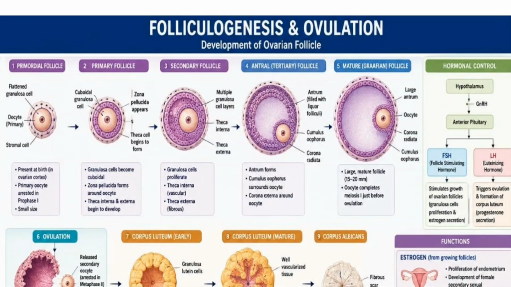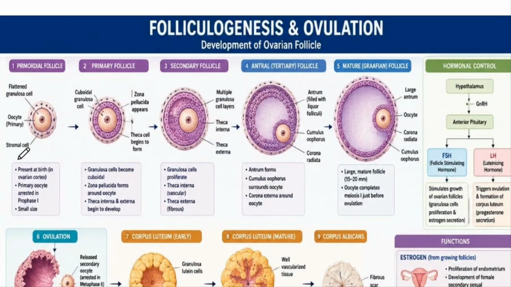Before we continue, it's important to understand the difference between ovogenesis and folliculogenesis. Ovogenesis is the process of forming the female gametes, or egg cells. Folliculogenesis is the process of growth and maturation of the ovarian follicle that surrounds and nourishes the developing oocyte. In other words, the oocyte develops through ovogenesis, while the follicle develops through folliculogenesis. These two processes occur together inside the ovary.